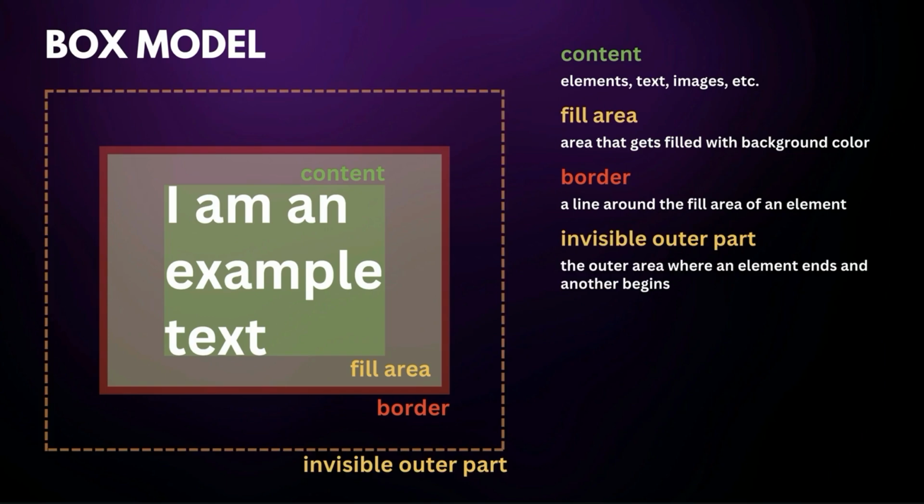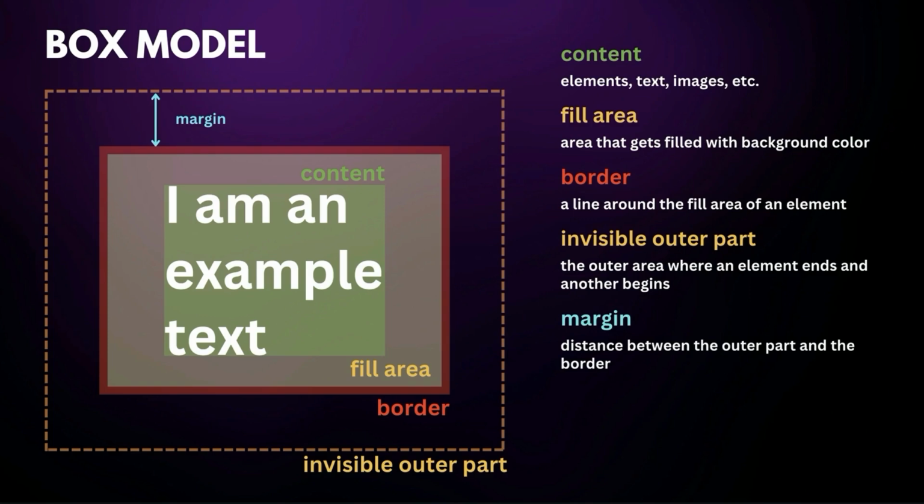And finally, we have the outer parts. So this is not going to be stylable, meaning that we can't actually change the color or a border or whatever we want. But this is the actual outer part of the element. So it's where an element begins and ends. So for example, if we had another element to the right of this one, then the other element's invisible outer part would be starting right over here and then continue forward to the right.